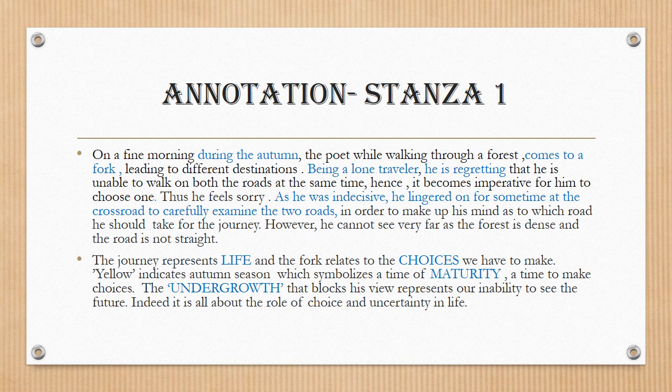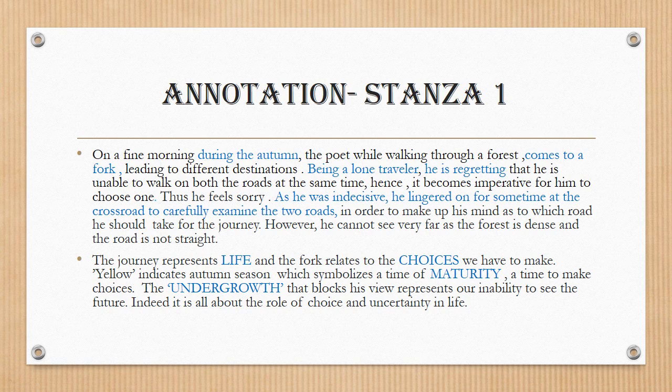Here is the line by line explanation of stanza 1 with critical comments. The opening line of the poem plunges us straight into the poet's narrative. He says that on a fine morning during the autumn, the poet, while walking through a forest, comes to a fork leading to different destinations. And being a lone traveler, he is regretting that he is unable to walk on both the roads at the same time. Hence, it becomes imperative for him to choose one.